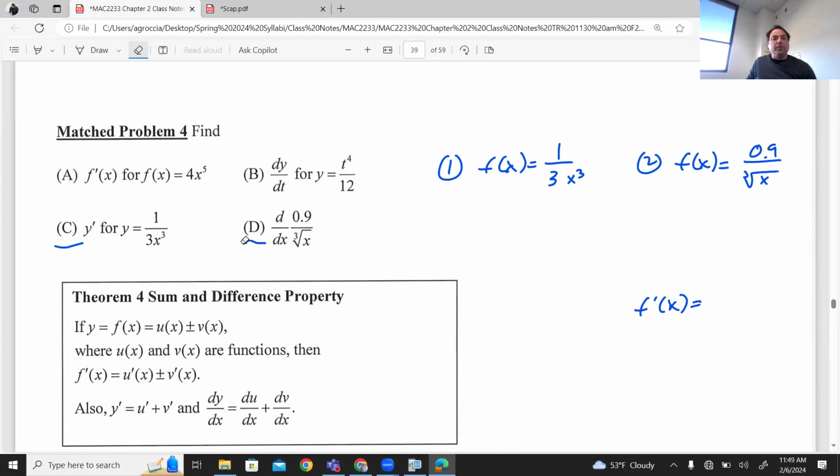And again, we're trying to figure out what is it that's giving us a little bit of issue. Is it the rewriting it? Is it knowing what to rewrite or what it is? Try to figure out what it is. Find the derivative of both of them.